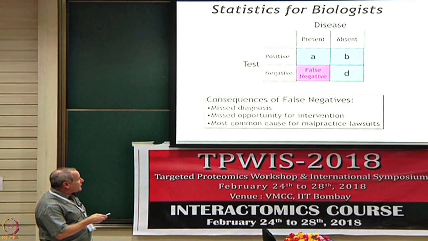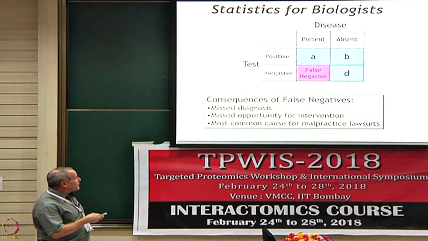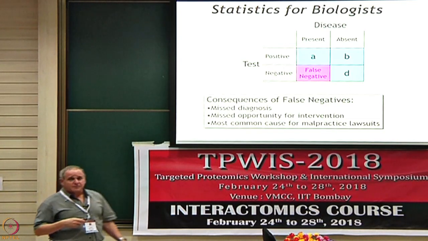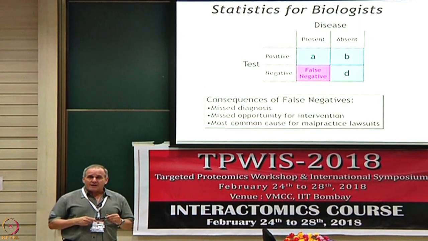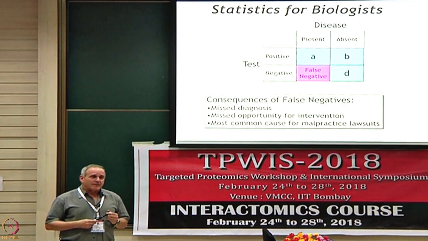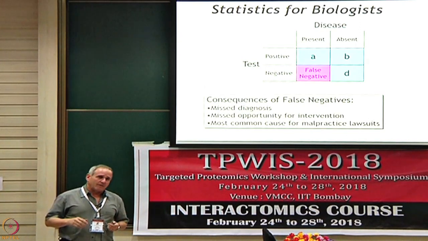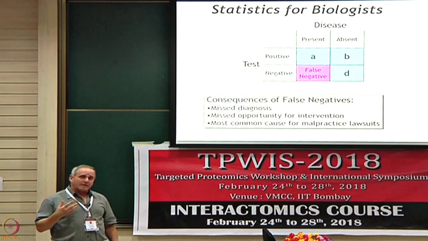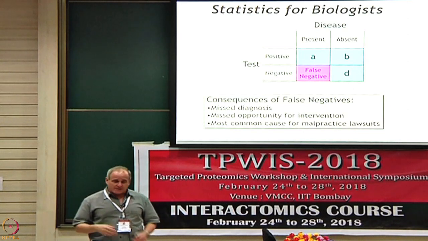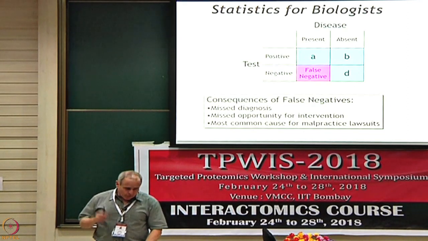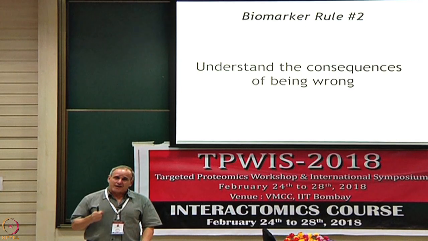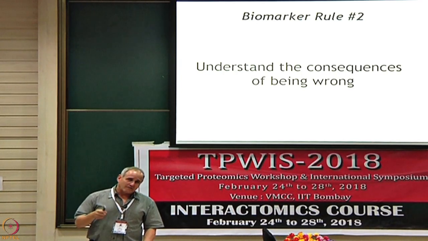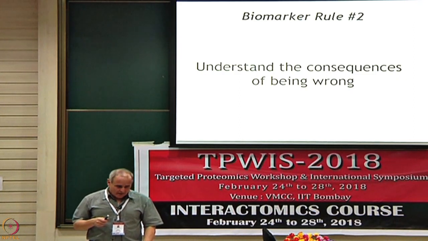It's a missed opportunity for intervention. It is by far the most common cause for malpractice lawsuits in the U.S. The missed diagnosis of cancer is the biggest cause of huge lawsuits in the U.S. And so you don't want to be wrong about this. The consequences of a false negative are big. So rule number 2 of biomarkers is understand the consequences of being wrong. You need to know why it's important to have a good biomarker.